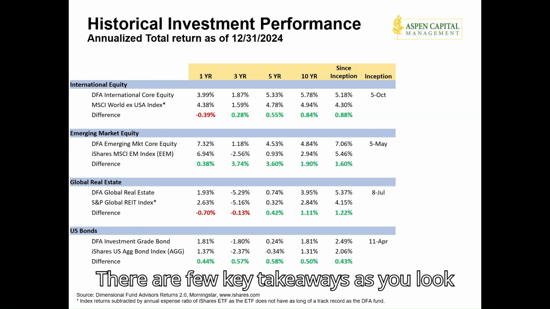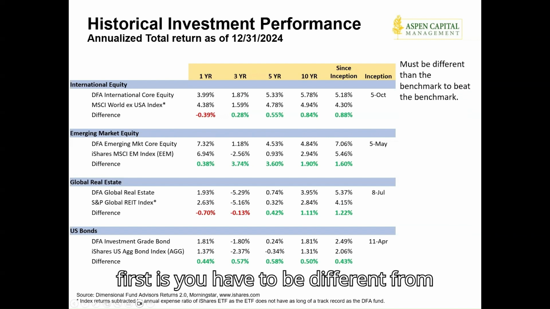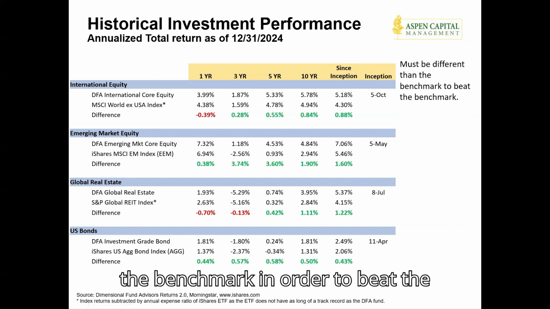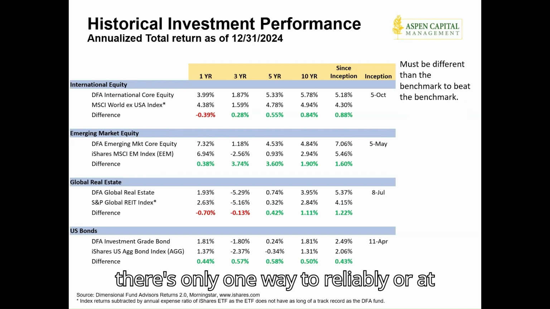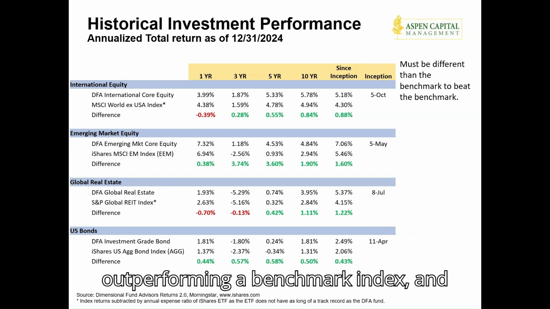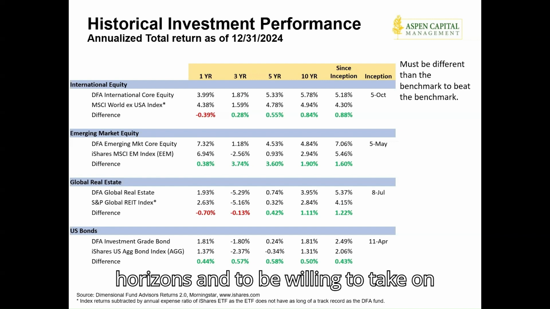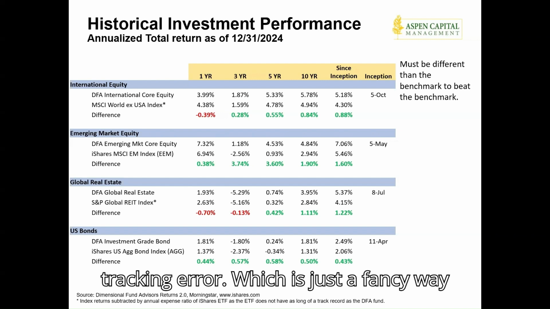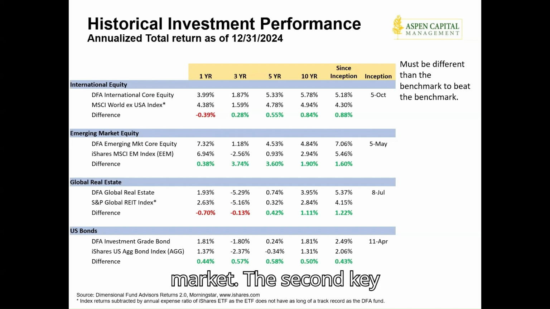There are a few key takeaways as you look at this data here. The first is you have to be different from the benchmark in order to beat the benchmark. In all of investing history, there's only one way to reliably, or at least stack the odds in your favor, of outperforming a benchmark index, and that's to do so over long investment horizons and to be willing to take on tracking error, which is just a fancy way of saying being different from the market.